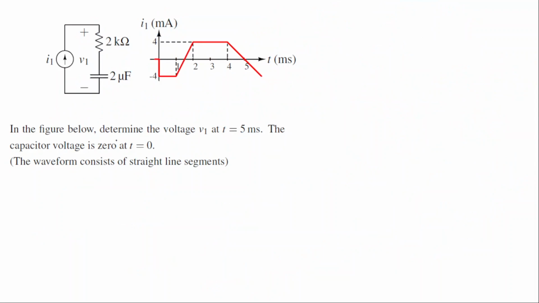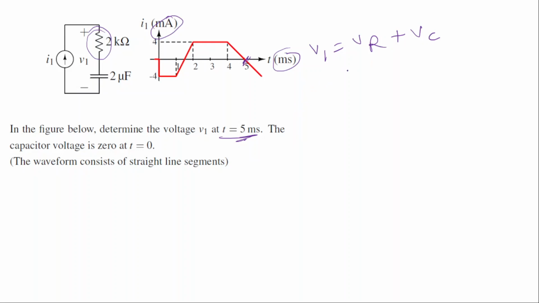Okay, now in this circuit, a similar kind of pattern, the inductor previously is replaced by a resistor here. Now we need to calculate the voltage V1 at 5 millisecond. The current is in milliampere and the time is in millisecond. So similarly, the total voltage V1 will be equal to V across R plus V across C.